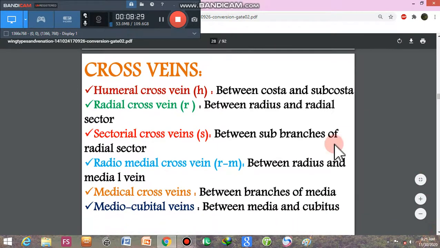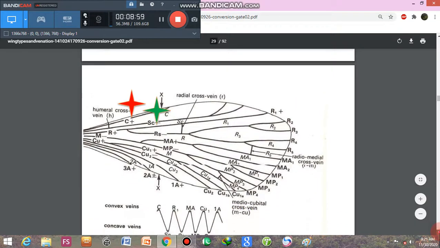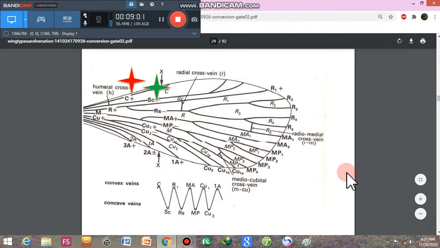It is present between the costa and subcosta. Radial cross vein, R, is present between the radius and radial sector. Sectorial vein is abbreviated with S. It is present between the sub branches of the radial sector. Radiomedial cross vein is present between the radius and media one vein. Medial cross vein is present between the branches of the media. Cubital cross vein is present between the media and cubital. Here these cross veins are clearly visible.